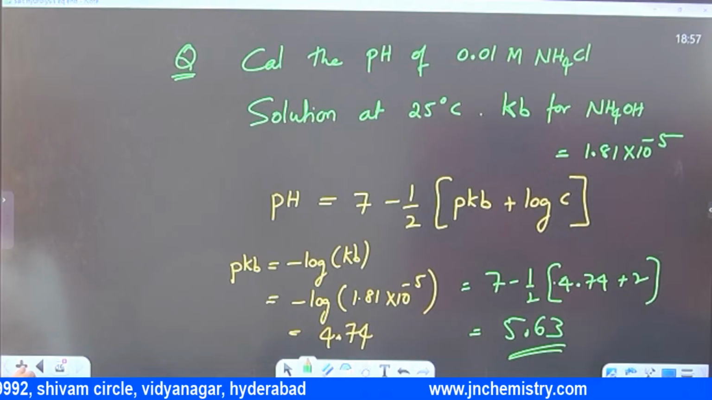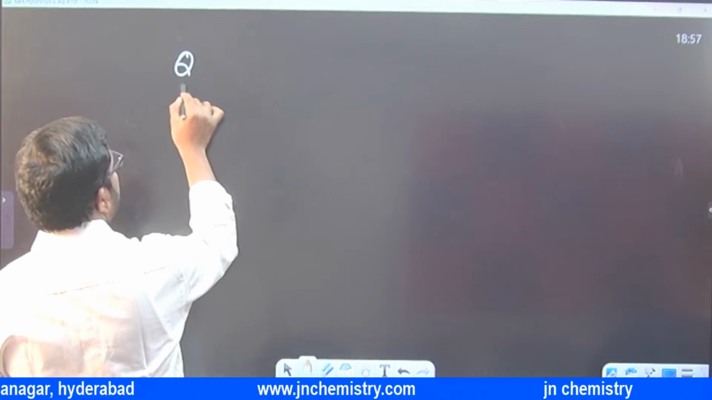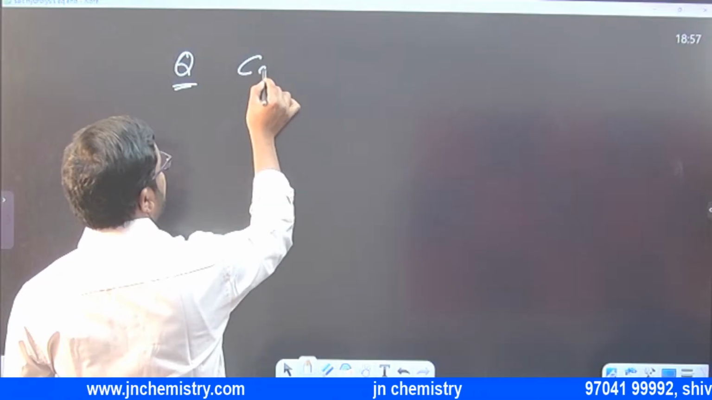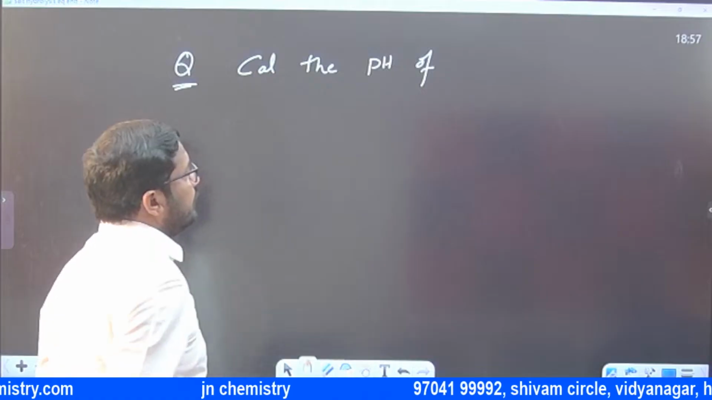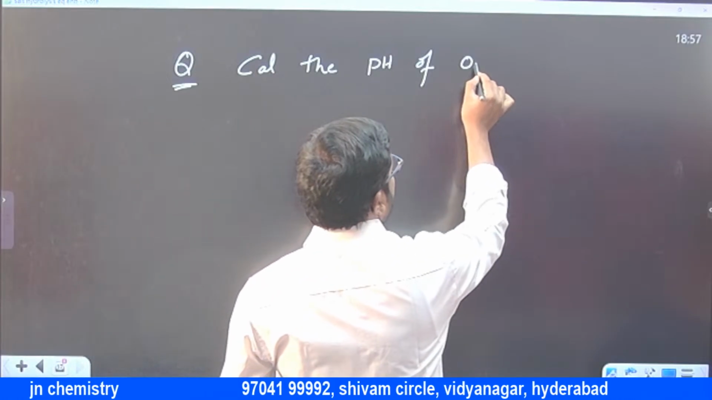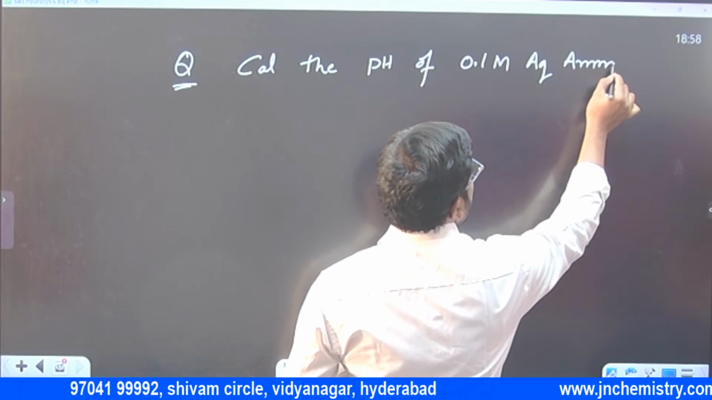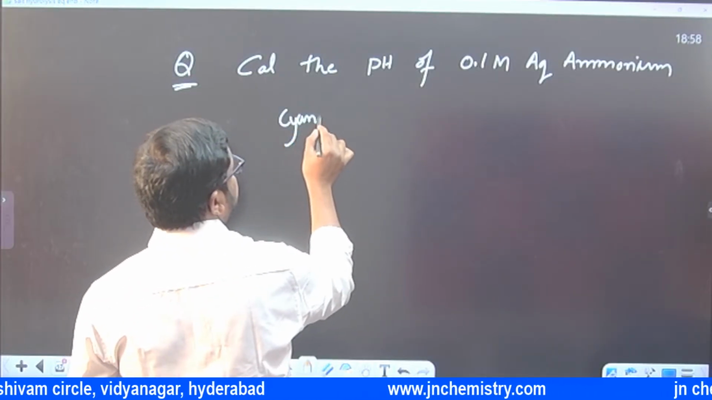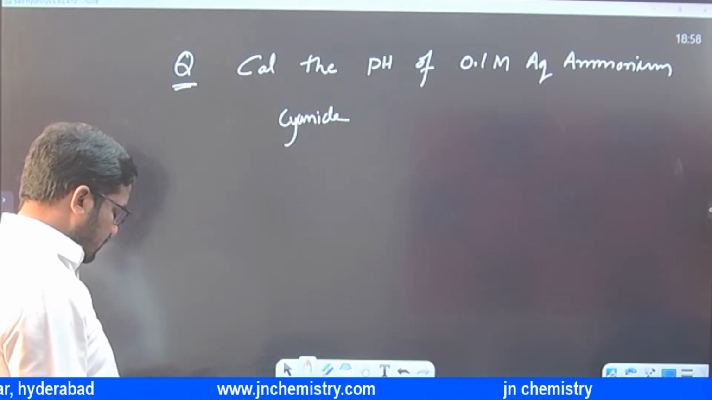Then write one more question. Calculate the pH of 0.1 molar aqueous ammonium cyanide solution.